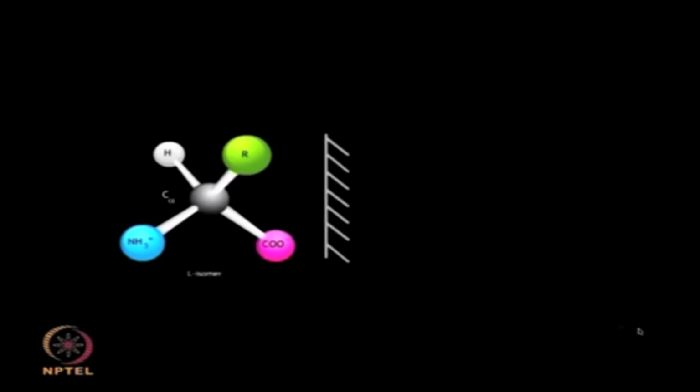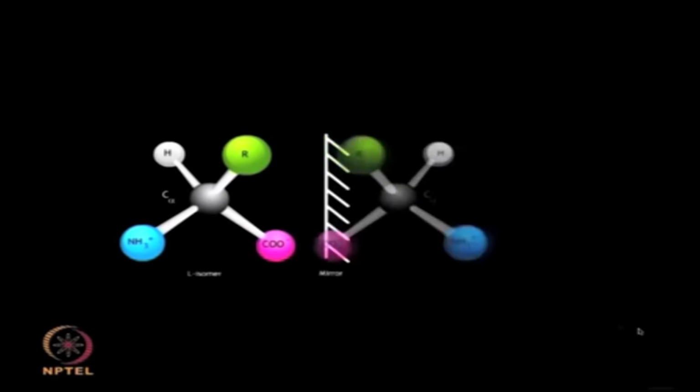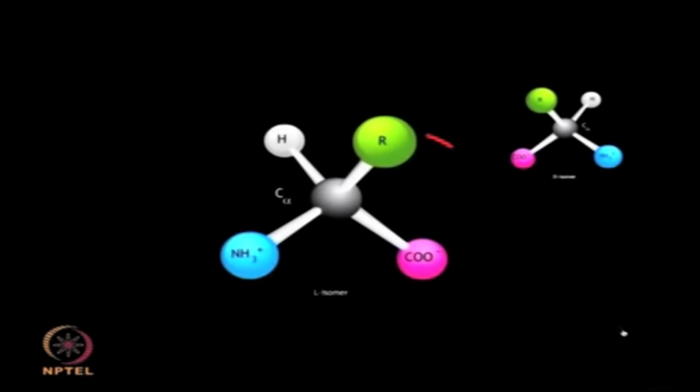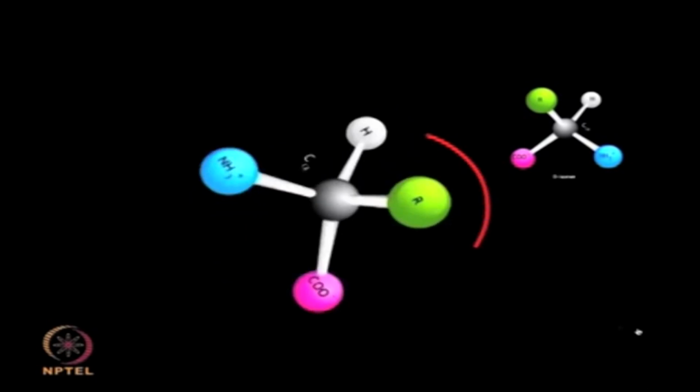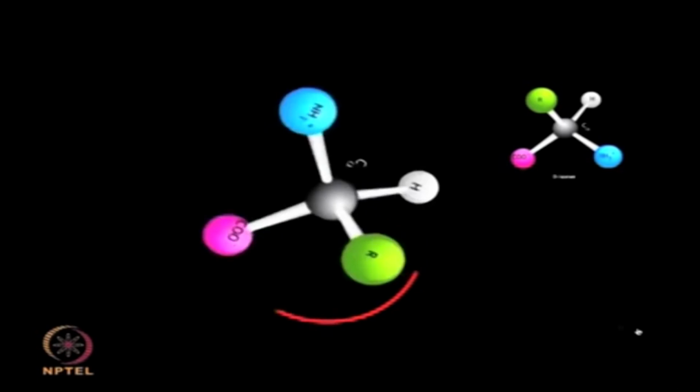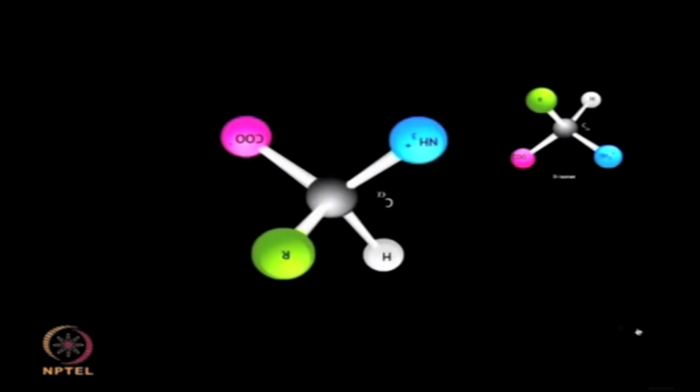The 2 enantiomers of an amino acid are non-superimposable mirror images due to the spatial arrangement of 4 different groups about the chiral carbon atom. Rotation of either isomer about its central axis will never give rise to the other isomeric structure.